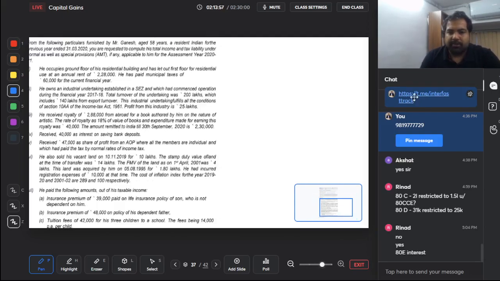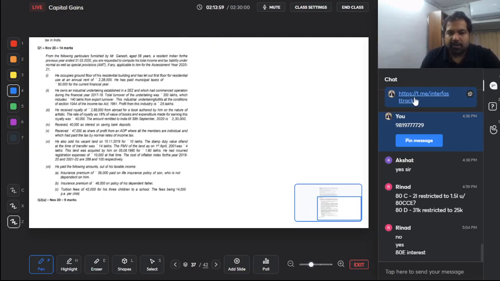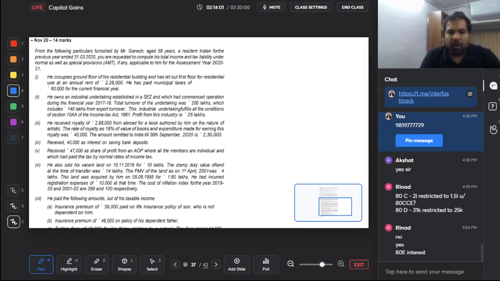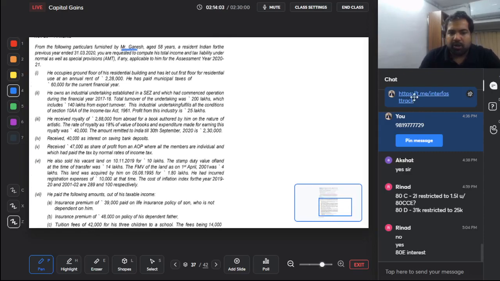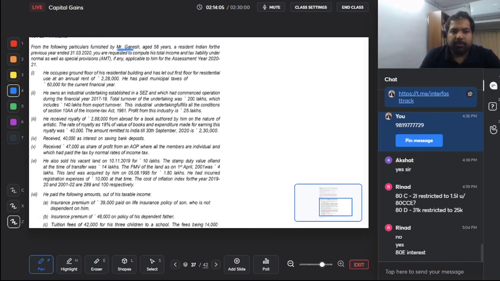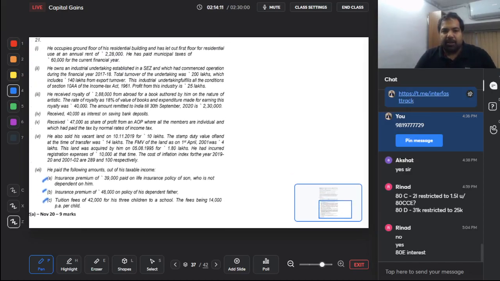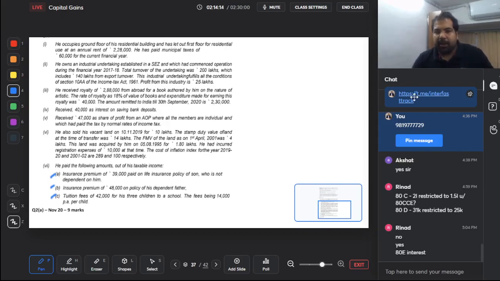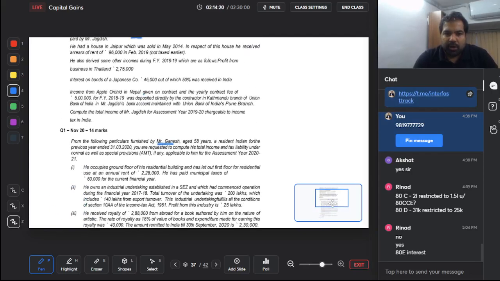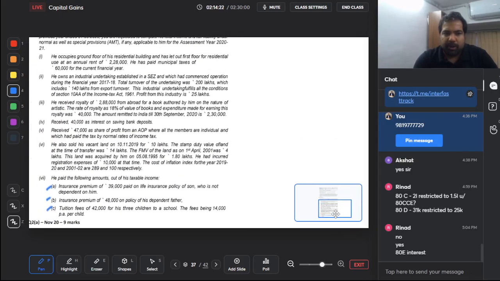Now, guys, the next sum is here. Deductions in this case, please check it out and please tell me what will be the deductions for Mr. Ganesh. This is a paper of November 20. Here we go. 1, 2, 3 deductions. Read and tell me. Besides the other deductions which you will see, please tell the apparent deduction, section and amount. What is his age? Guys, he's 58 years old, FYI.